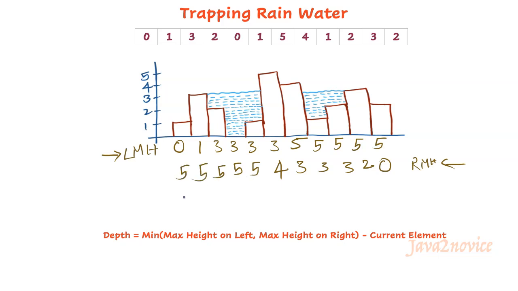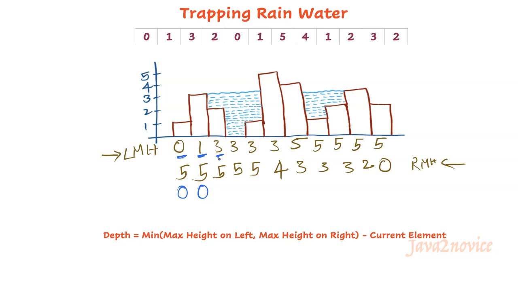Now let's calculate water depth at each index. We will start from index 1 as there are no chances to trap water at the edges. Minimum of 0, 5, 0 is the minimum, 0 minus 1 which is minus 1. Negative values are ignored, so it is 0 here. Minimum of 1, 5, 1 is minimum, 1 minus 3, minus 2, again negative number. We are ignoring it, 0 here.